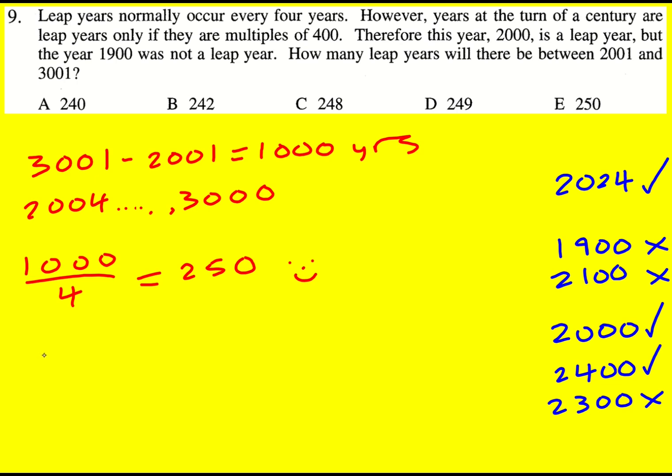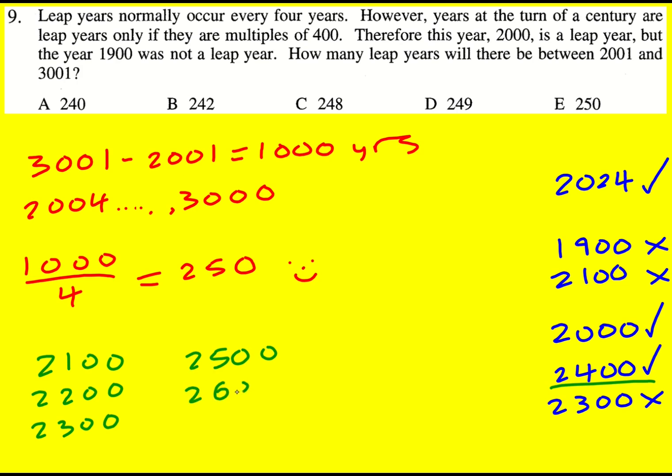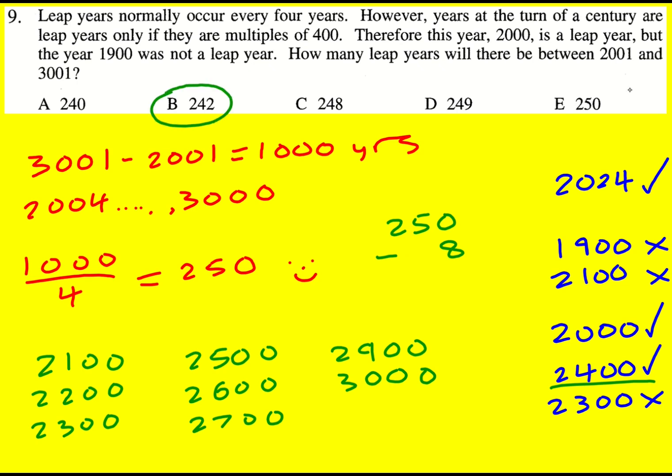So we're not going to include 2100 or 2200 or 2300. We will include 2400, as I said before, but not 2500 or 2600 or 2700. We will include 2800 and then not 2900, and not the year 3000 either. So there's 8 years that we're not going to include. It's going to be 250 minus 8, which is going to give us 242. Nice question.